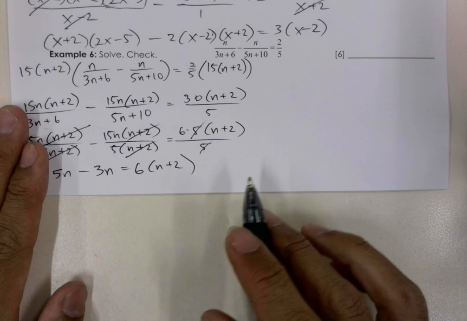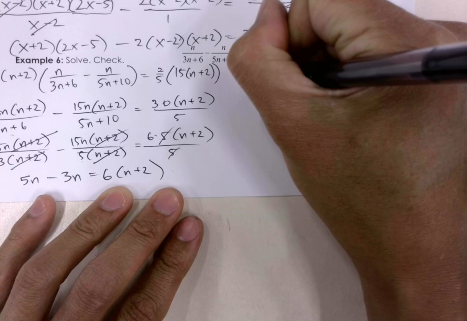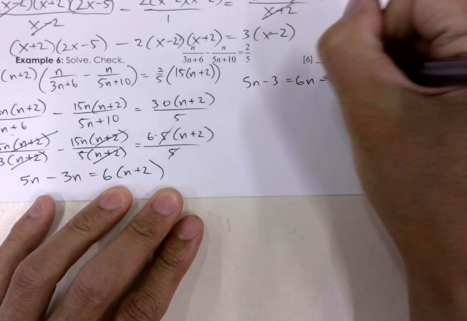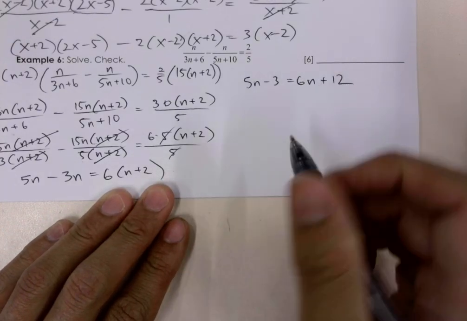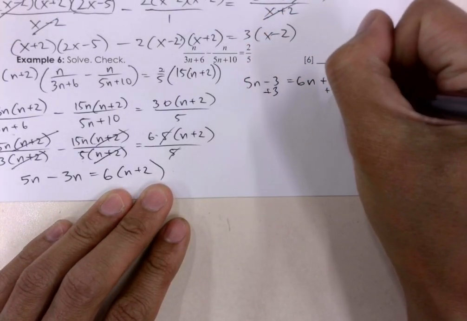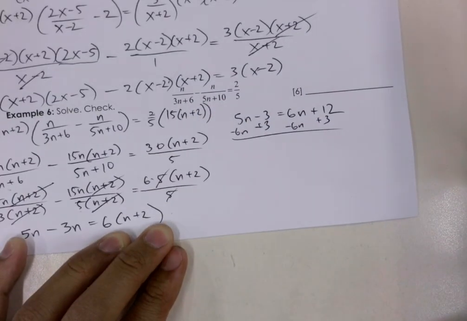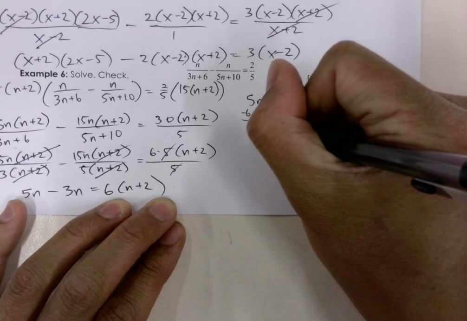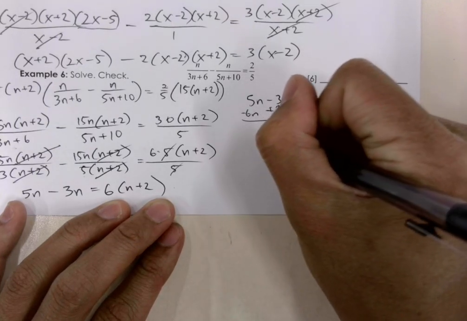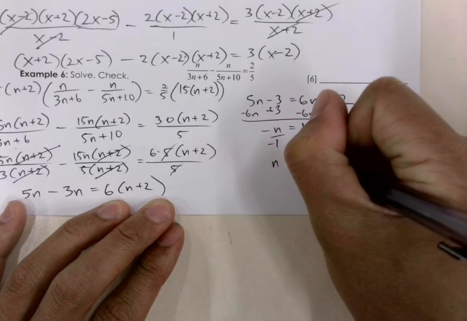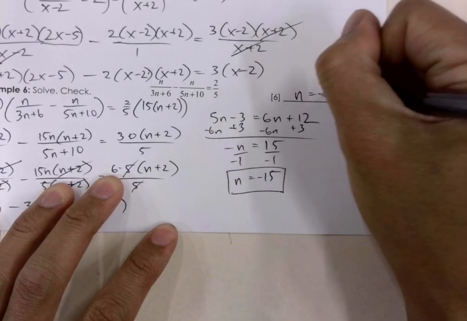Alright, so this is looking into an equation I can actually solve, right? So now I'm going to go ahead and write up here, I'm going to say 5n minus 3n is equal to 6n plus 12. I distributed out my 6. And now I am going to add my 3 to both sides. And I'll subtract my 6n from both sides, just to save some time. And so what do I get? I get negative n is equal to 15. Divide by negative 1 on both sides, and I get n is equal to negative 15. Alright, so that's my final answer there. N is equal to negative 15.